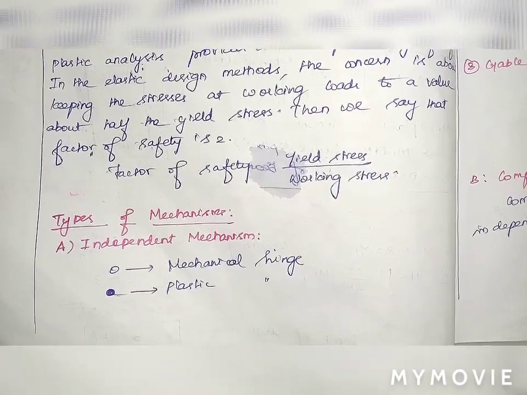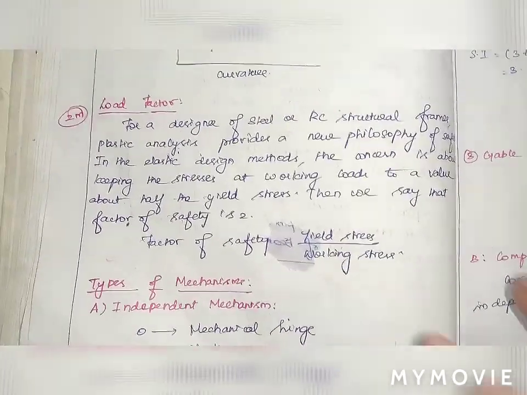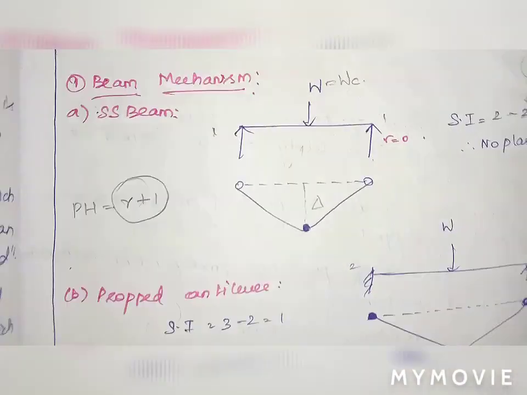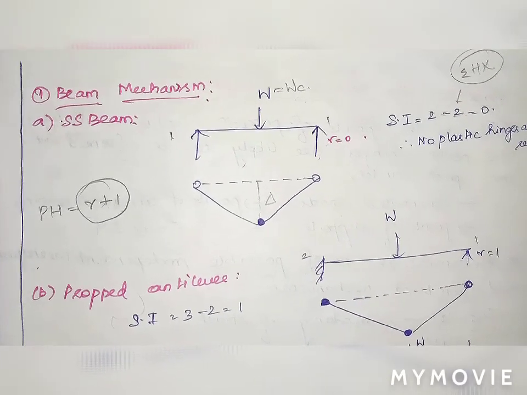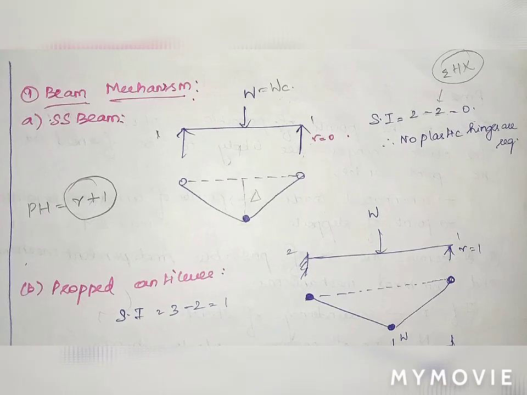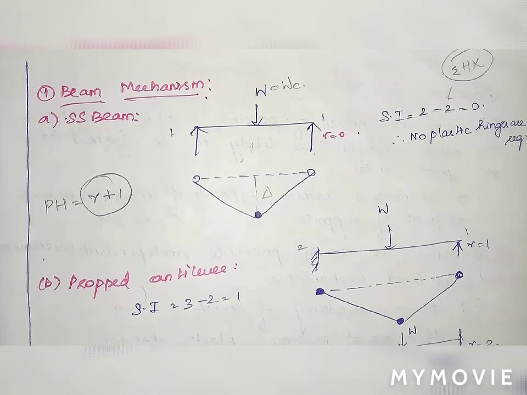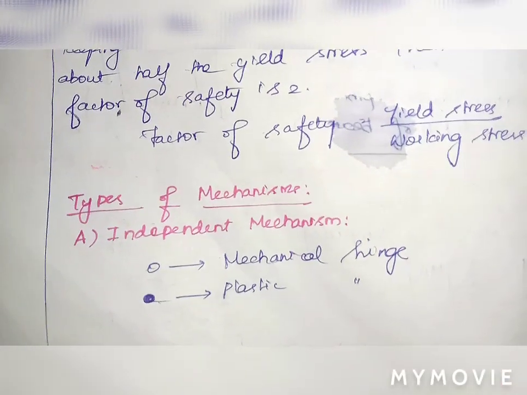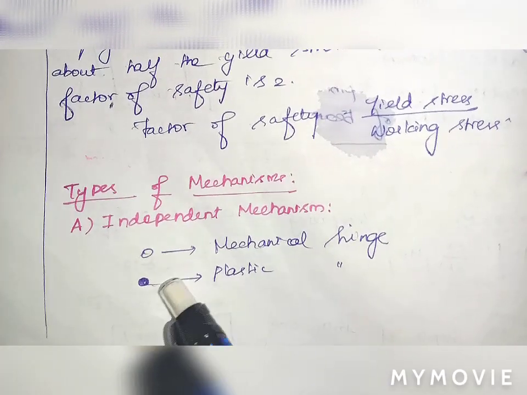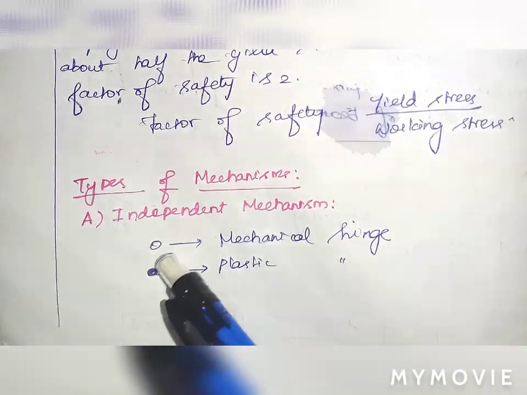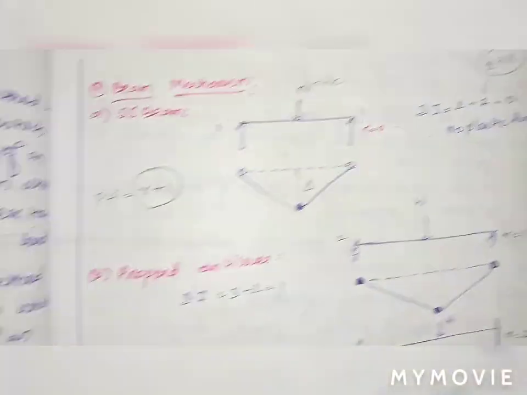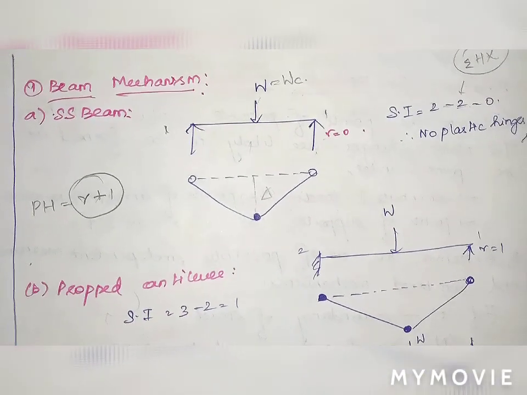There are different types of mechanism. The two types of mechanisms are independent mechanism and combined mechanism. In independent mechanism there are many types. The first one is the beam mechanism, and in the beam mechanism also there are various beams. The first one is the simply supported beam. In this figure we can see a simply supported beam loaded by a point load. First we have to know how to denote the plastic hinge and the mechanical hinge. A plastic hinge is denoted by a fully filled dot, and a mechanical hinge is denoted by an open dot. Here we don't know where a plastic hinge and a mechanical hinge will occur.